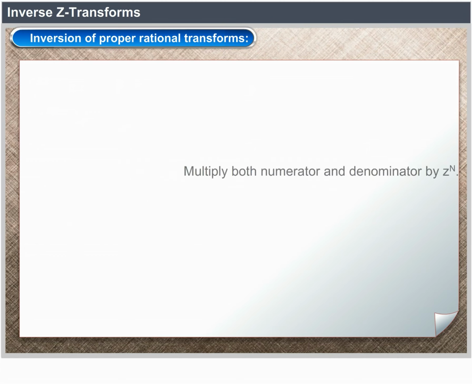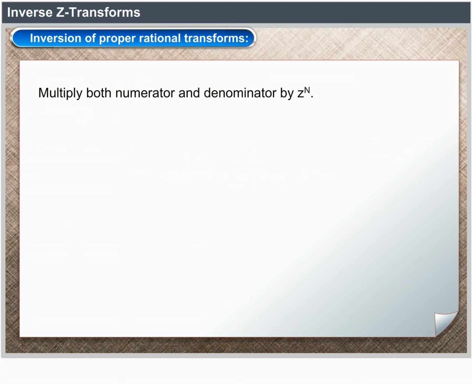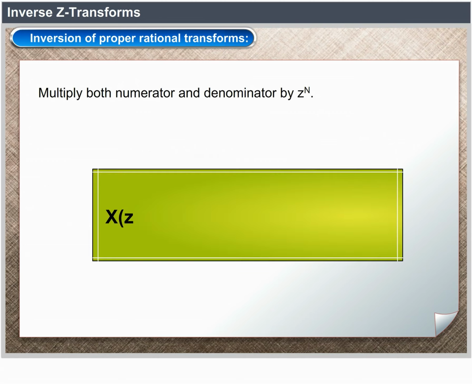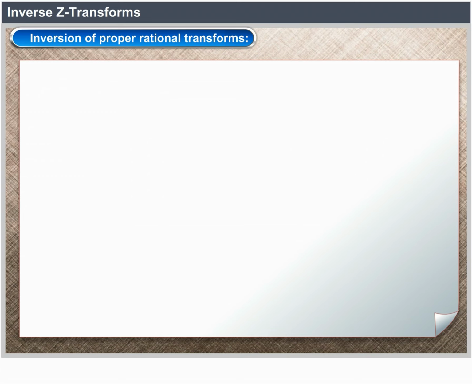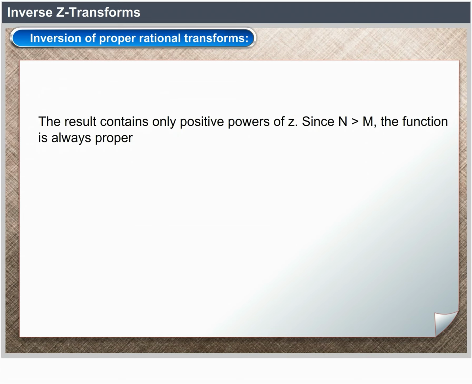Multiply both numerator and denominator by z^n. X(z) = (b0 z^n + b1 z^(n-1) + etc. + bm z^(n-m)) divided by (z^n + a1 z^(n-1) + etc. + an). The result contains only positive powers of z. Since n is greater than m, the function is always proper.